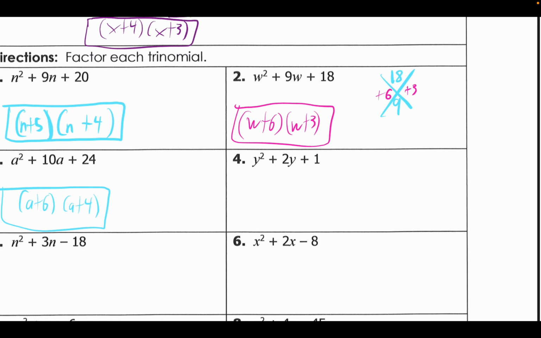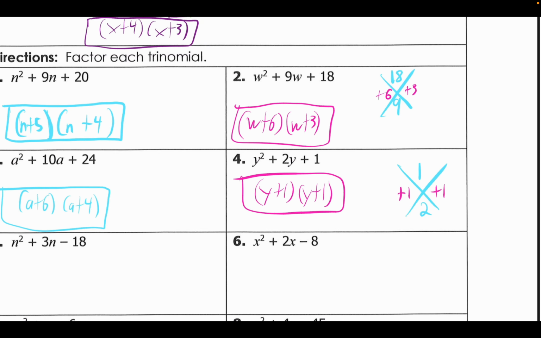Number 4. 1 times 1 on the top and 2 on the bottom. Two numbers that multiply to 1 and add up to 2, well, that'd be positive 1 and positive 1. So it'd be y plus 1 and y plus 1.